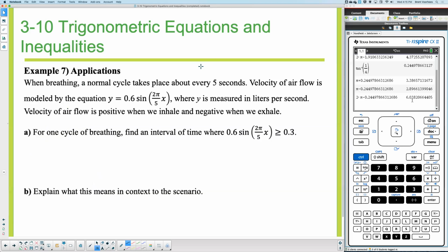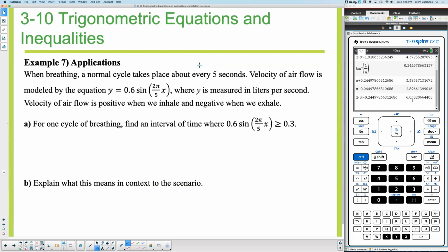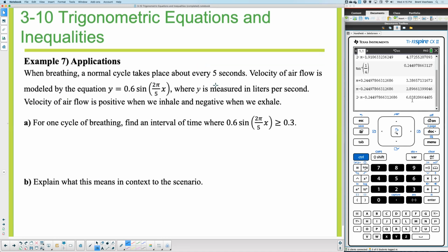All right, now let's take a look at example 7. It says, when breathing, a normal cycle takes place every 5 seconds. Velocity of airflow is modeled by this equation, where y is measured in liters per second. Velocity of airflow is positive when we inhale and negative when we exhale. For one cycle of breathing, find an interval of time where this is greater than 0.3.